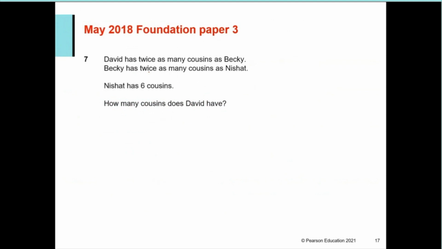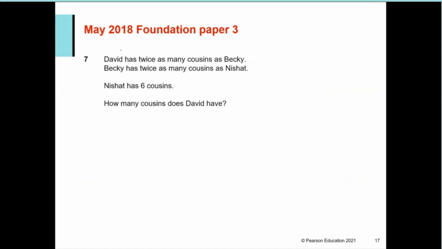The David and the Becky question, again. If you go onto the Emporium and look in the themed papers or topic papers, there is one in here with ratio, just ratio questions, and all of these I've taken from there as well as from the exam papers. But there's some brilliant ones like this in there, that idea of David's got twice as many cousins as Becky, or someone's twice as old as this person, and so on.